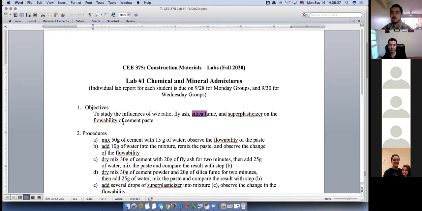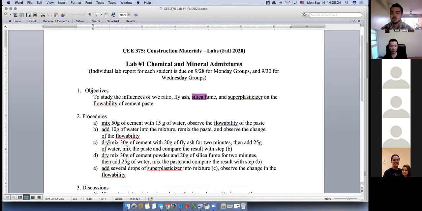flowability of cement paste. So basically, we weigh different types of materials together with water, and we use chopsticks with the cup, drinking cup, and we observe the flowability of the cement paste. Okay, so this is the procedure we should follow.